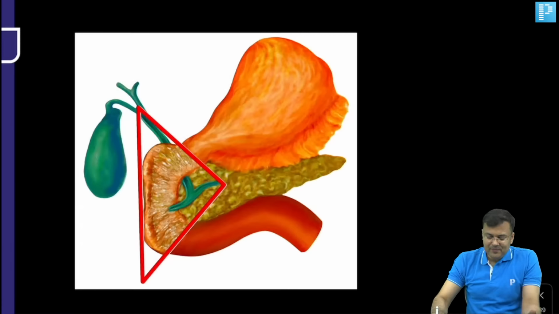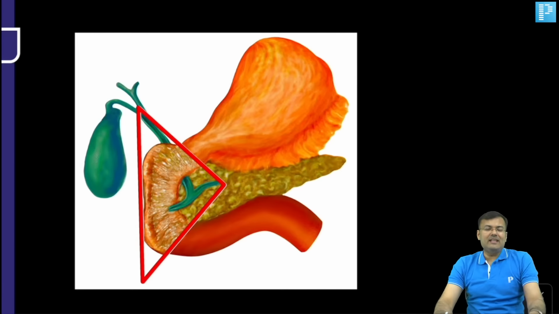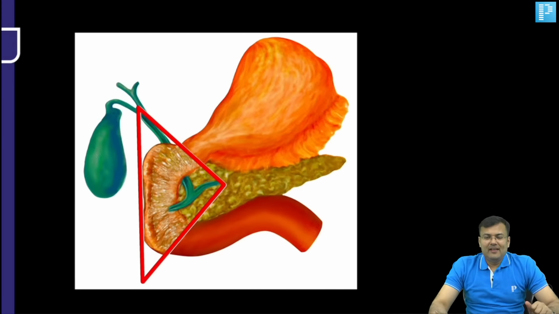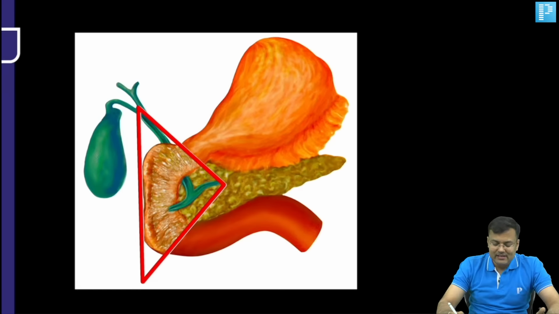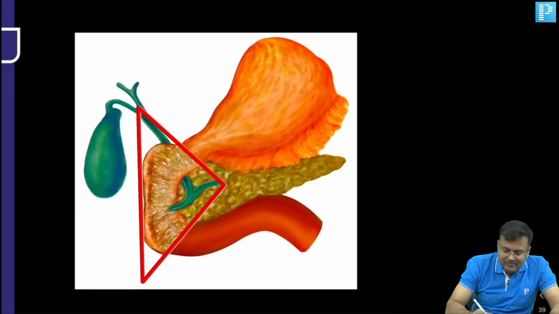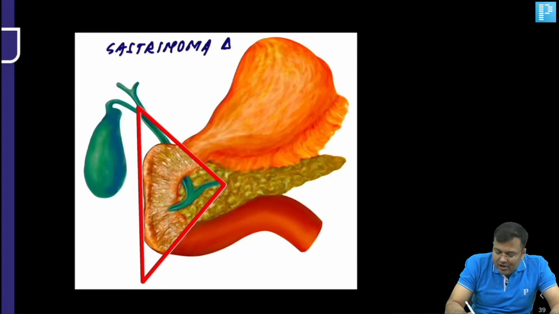Okay. Next, guys, tell me the name of this triangle. Easiest question. What is the name of this triangle? Everybody is correct. This is gastrinoma triangle. It is also known as triangle of Passaro. Can you tell me the boundaries?